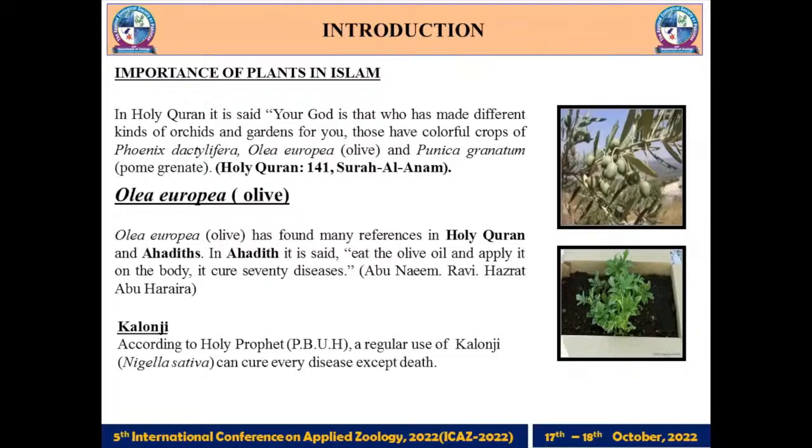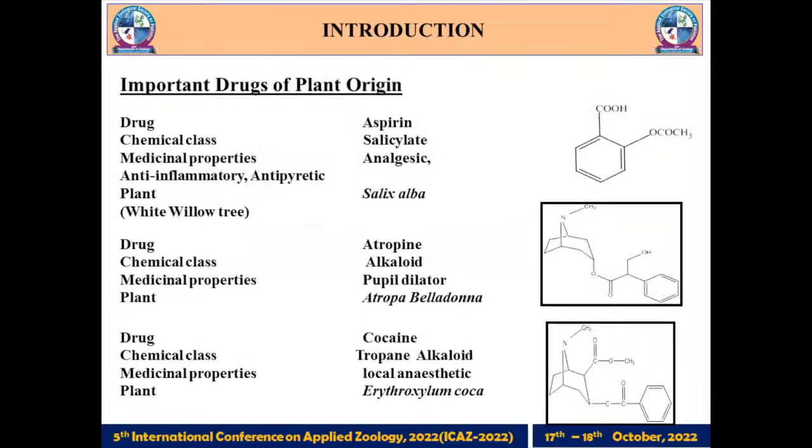In Hadith, it is said, "Eat the olive oil and apply it on the body. It cured 70 diseases." Kalwanji. According to Holy Prophet, peace be upon him, a regular use of kalwanji can cure every disease except death. Here are some important drugs of plant origin. First of all, aspirin. Chemically, it is salicylate. It has analgesic, anti-inflammatory, and antipyretic activity and is obtained from Salix alba.